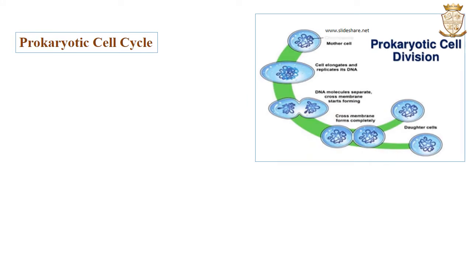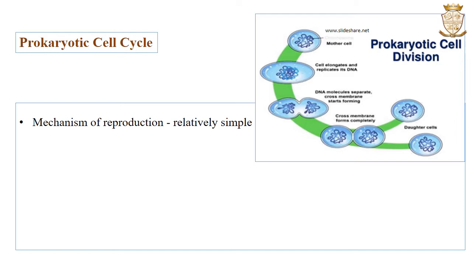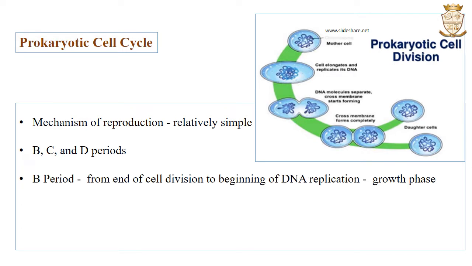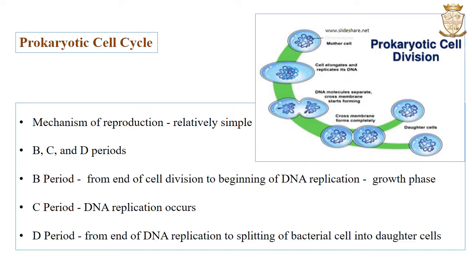Coming to prokaryotic cell cycle. For prokaryotes, the mechanism of reproduction is relatively simple. Their cell cycle is divided into B, C and D periods. The B period starts from the end of cell division to the beginning of DNA replication. This is the growth phase in which the mass of the cell will be increased. DNA replication occurs during the C period, and the D period starts from the end of DNA replication and lasts up to the splitting of the bacterial cell into two daughter cells.